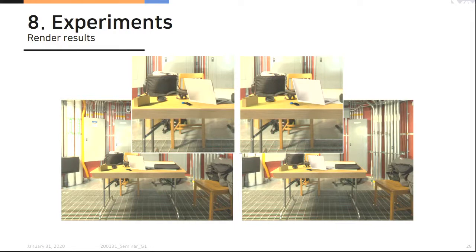Finally, this is the render result. So now we have a rendered image with ground truth lighting condition and predicted lighting condition. And I would like to ask you to choose which picture is ground truth and which is predicted.